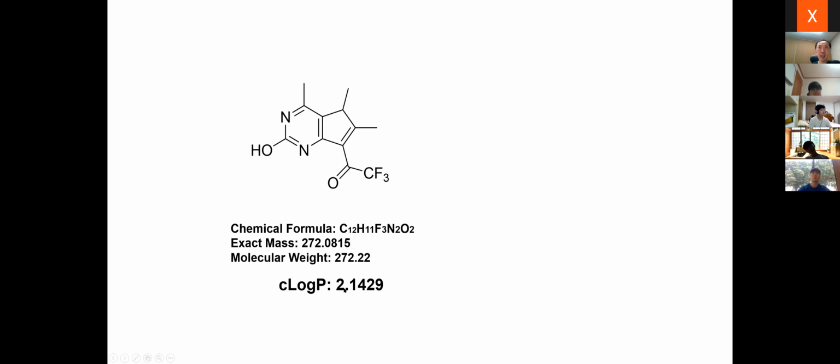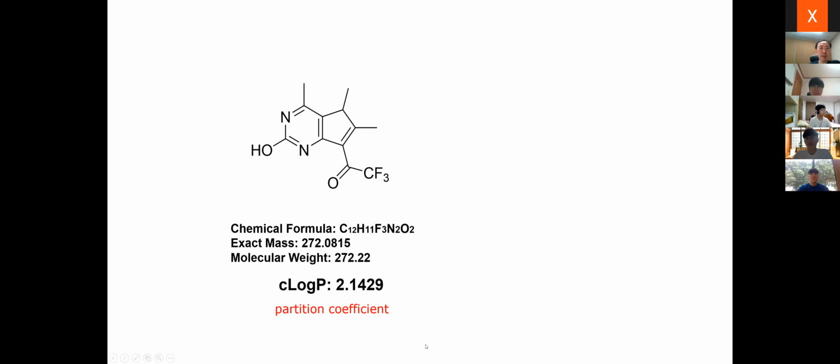Okay. Now, judging from this C log P, is this molecule okay or not? It's okay, because this is bigger than 2 and smaller than 5. So this is in the range. We said this P is a partition coefficient.